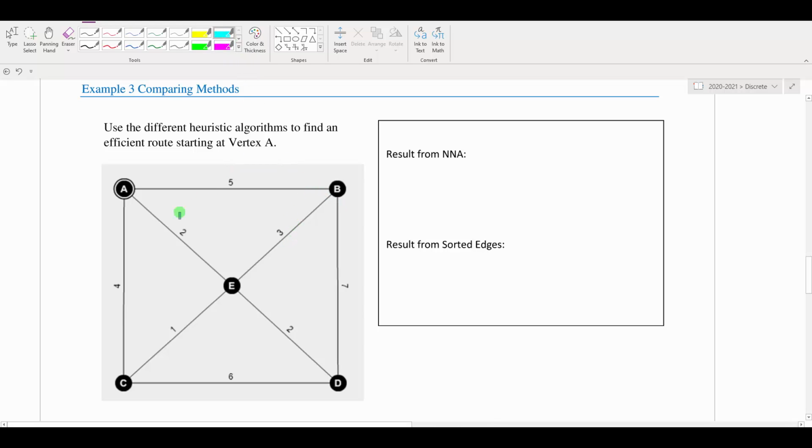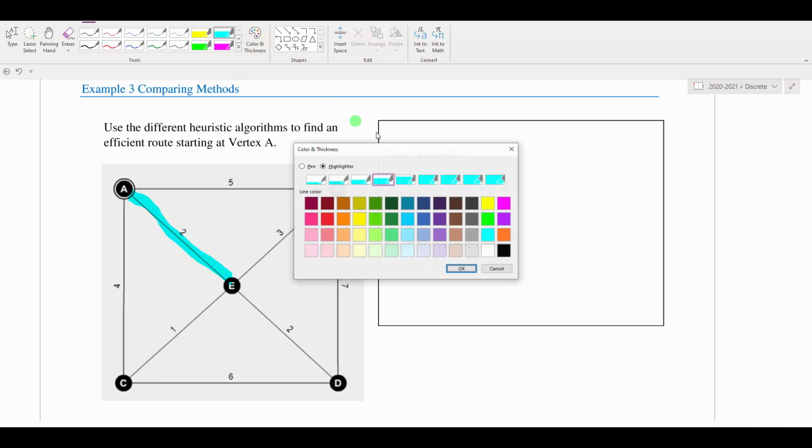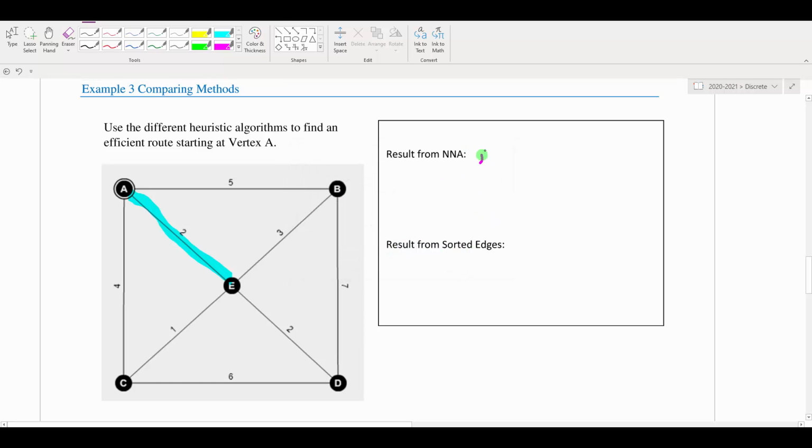I'm going to grab my highlighter and let's go nearest neighbor. So nearest neighbor, we have to start at vertex A. And remember, nearest neighbor says choose the shortest path every single time, right? So the cheapest edge coming out of A is 2, right? So I'm going to add that. And then I like to write my circuit as I go. So we're going to go A to E.